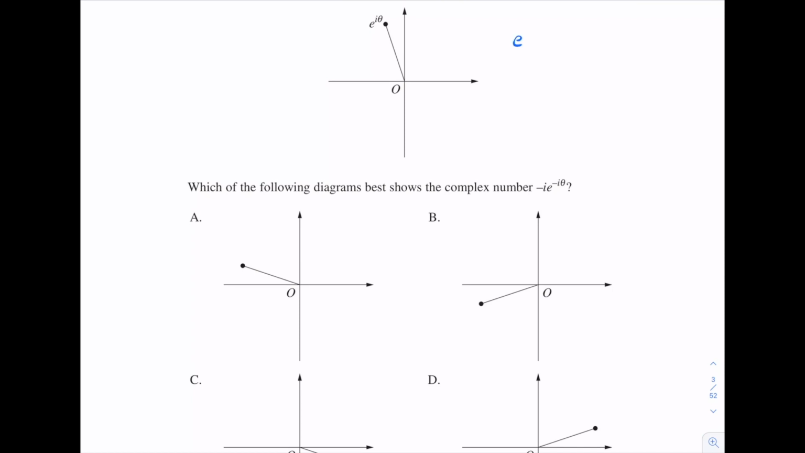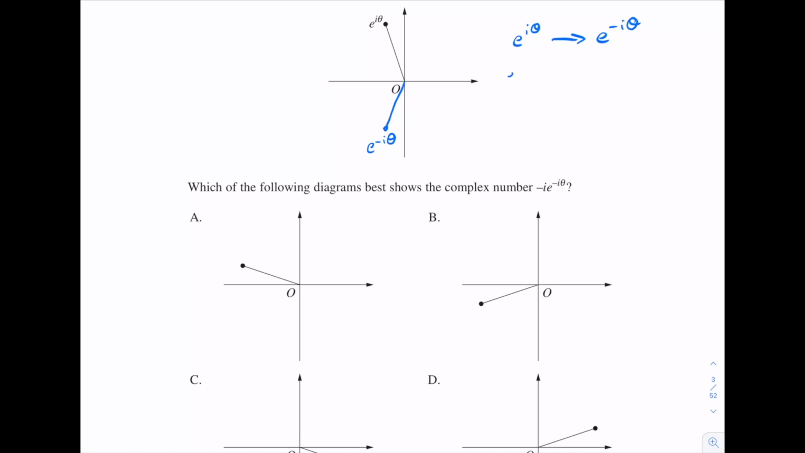The first is I would look at how would I transform this complex number to get to this complex number. Okay. Now, if I start with e to the I theta and I do some transformation to get to the e to the negative I theta, what I'm actually doing is I'm reflecting this across the real axis so that I would end up at somewhere about here. So this is e to the negative I theta.